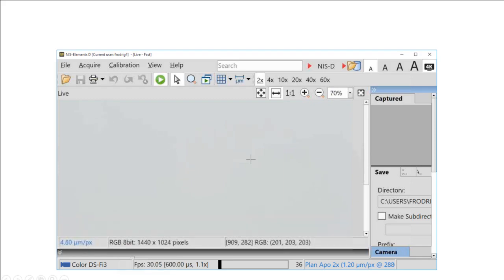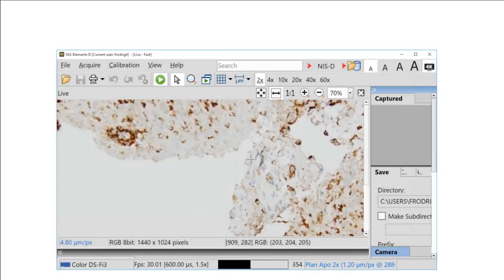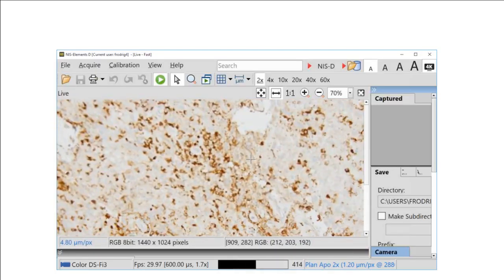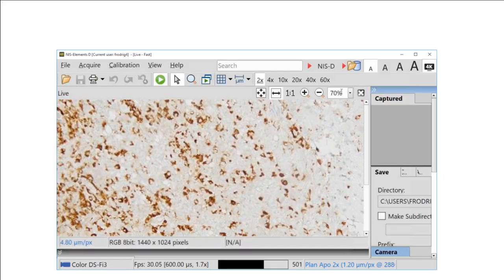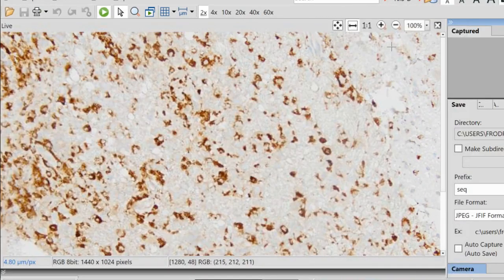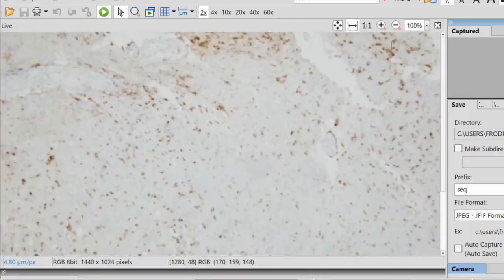And I'll show you a few stains. This is your CD68. Okay, numerous macrophages. So it confirms that you have an excess of macrophages in this biopsy. And that is important to have in mind.